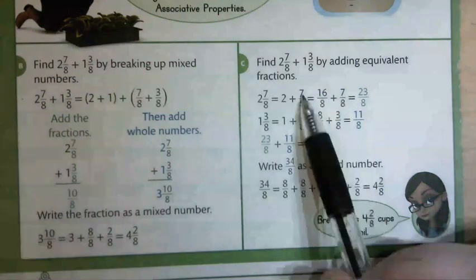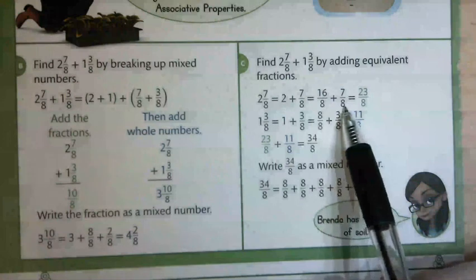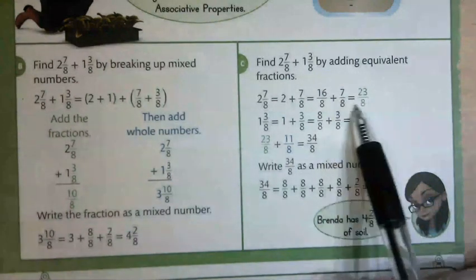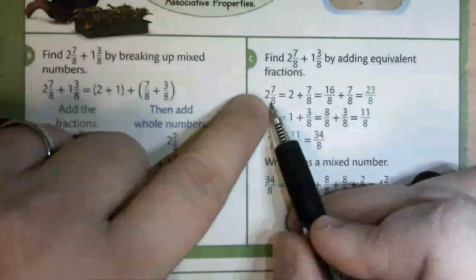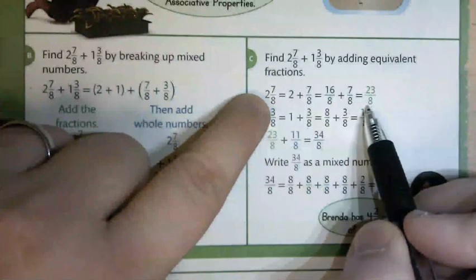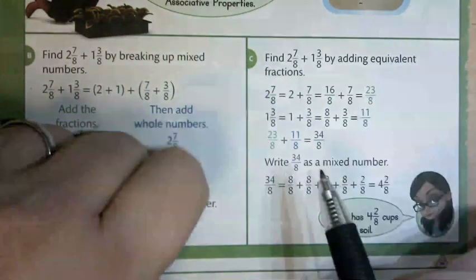Then I'm going to add 7/8 to that. So 16/8 plus 7/8. Well, 16 plus 7 is 23, and I keep my eighths. So here's my new number. I took 2 and 7/8, turned it into an improper fraction, which is 23/8. These are the same. These are equivalent, is what we call that, right?